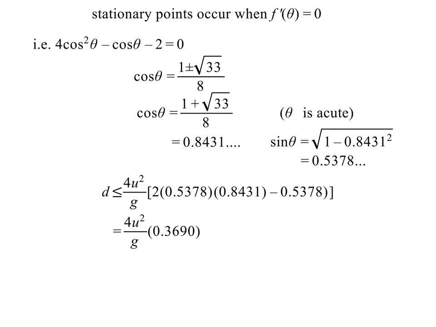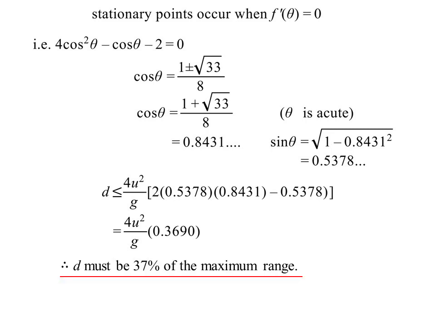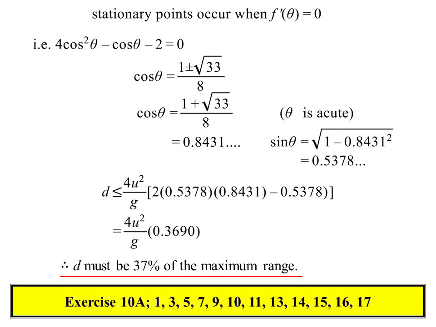Let's go back to d, see what happens. Sub those numbers in. Again, I'm doing approximation, I'll take it at 4 decimal places, it should be okay. 4u squared on g times 0.3690. Well, hang on a sec. Remember 4u squared on g? That's what we said maximum range was. So that is about 37% of the maximum range, and that is what I had to show. A lot of work for that question. All right, so 10A.